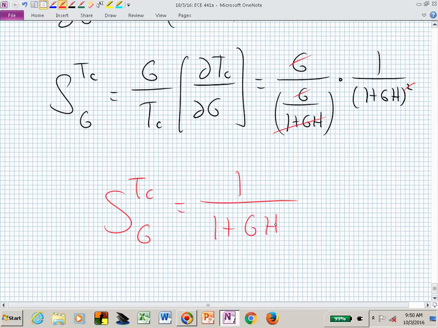And now with feedback, if we make GH big, we can reduce the sensitivity of our closed loop transfer function with respect to the plant G. So if you have changes in your plant, they're not going to come through in your transfer function as large as they were in the original system. And we'll pick up at that point on Wednesday.